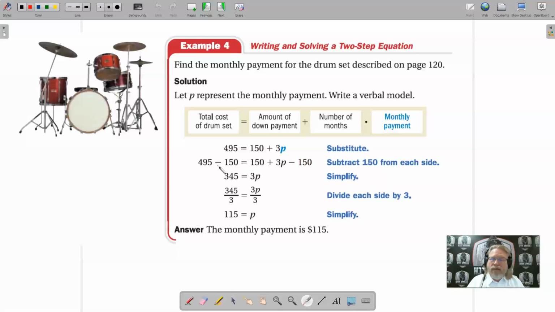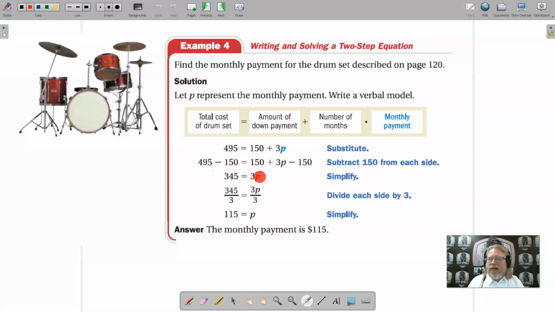What we do to one side, we're going to do to the other, so we're going to subtract 150 on the left as well. The 150 and the negative 150 are going to cancel each other out, leaving us with just 3P. So that's where we're getting this 3P here. 495 minus 150 is 345.